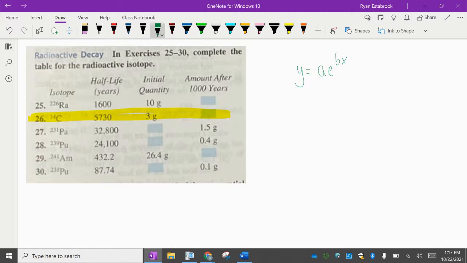y equals a e to the bx. b, I expect to be negative because it is decaying. I need to understand what these values represent. y is how much you have at the end. a is the initial amount. e is e on your calculator, 2.718. b is the decay rate. Again, that should be negative. It's decaying, it's decreasing. And then x would be the time. So I'm taking this example and using this idea of the half-life of 5,730 years. So initial quantity 3, e to the b I don't know yet, times x. What's going to go in for this x?